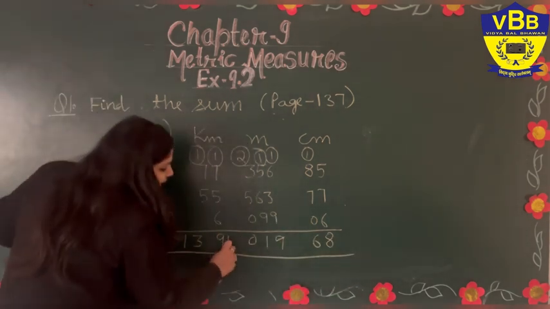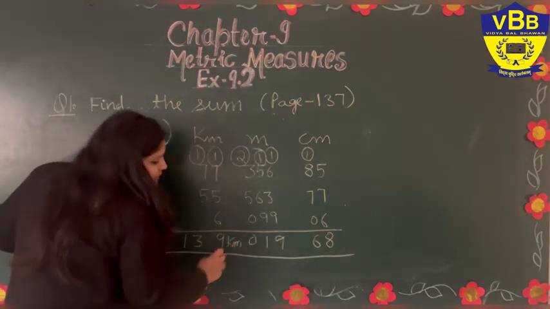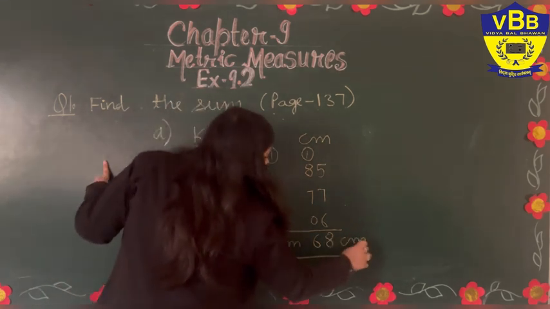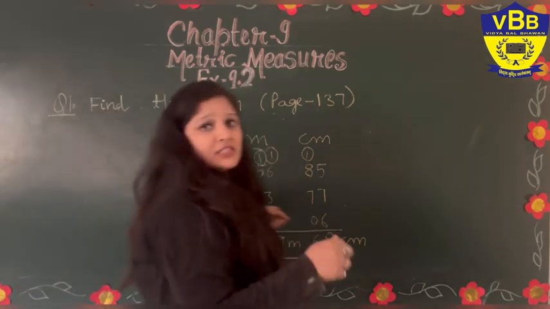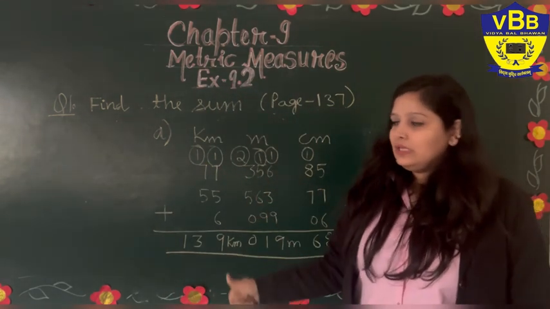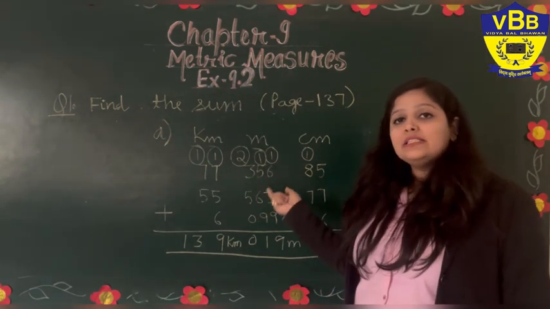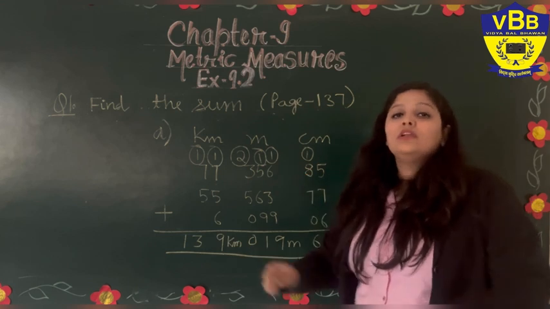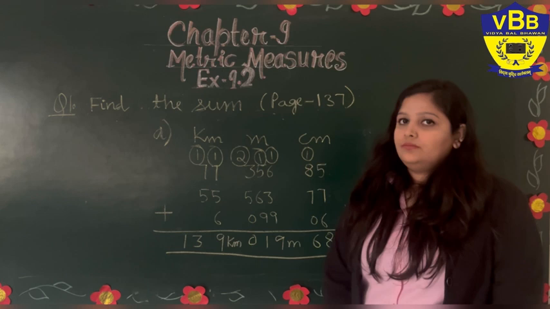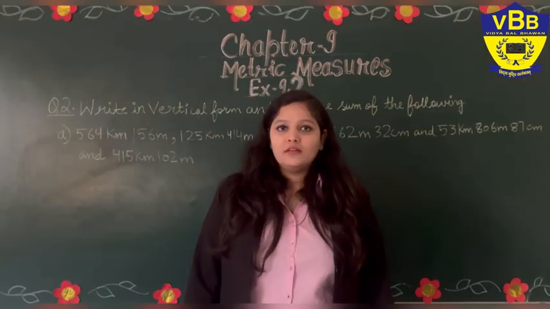Right? So 139 kilometer, 19 meter, 68 centimeter. So this will be the answer. You can note it down in the book. Question number 1 we will do in the book only. A part, as you can see, we have done. Now the B part will be your homework. You can note this down.